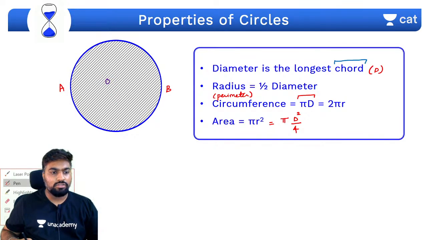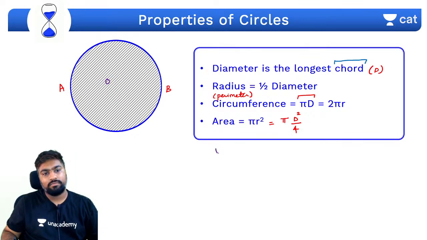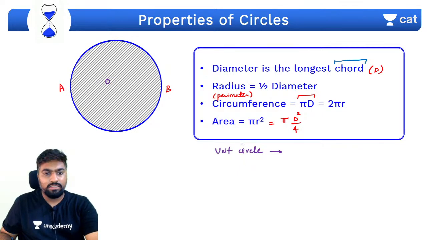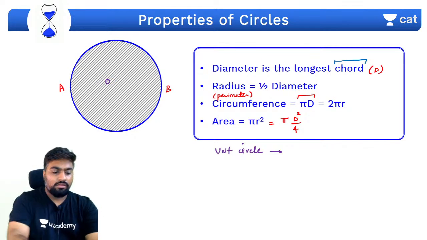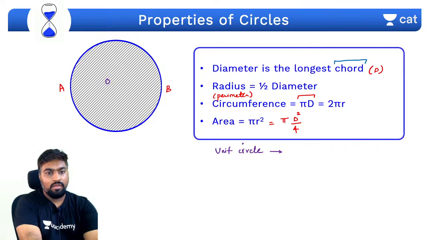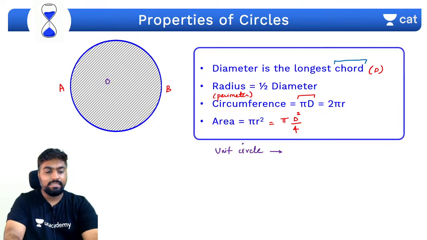So here let's also talk about something called a unit circle. What is a unit circle? Anyone? Can you tell me what circle is called a unit circle? Quick, guys. What circle is called a unit circle? Is it the area that should be 1, or should the diameter be 1, or should the radius be 1?